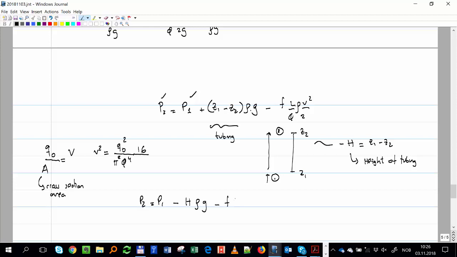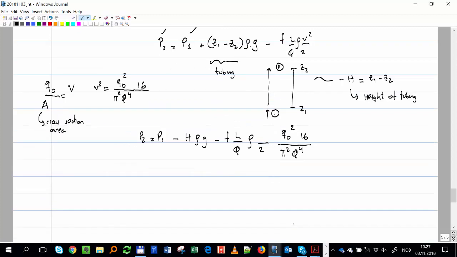So we have F L over, and here L and H could be different, okay? H is the difference in elevation, and L is the length of the pipe. So if you have a tubing which is inclined, the H will be just this, but L will be the whole length. Density over 2, and here we have V squared, which is QO squared 16 divided by pi squared D to the 4. And there you have your equation that relates P2 with P1.